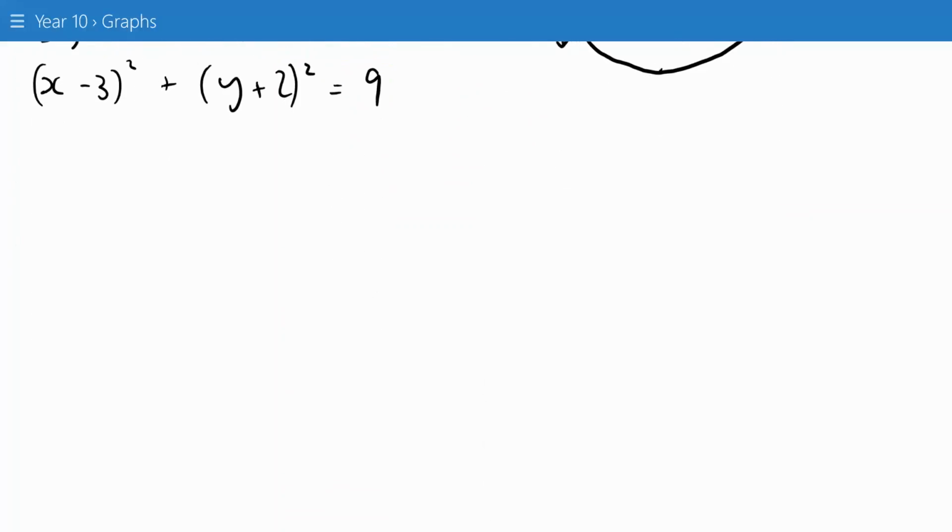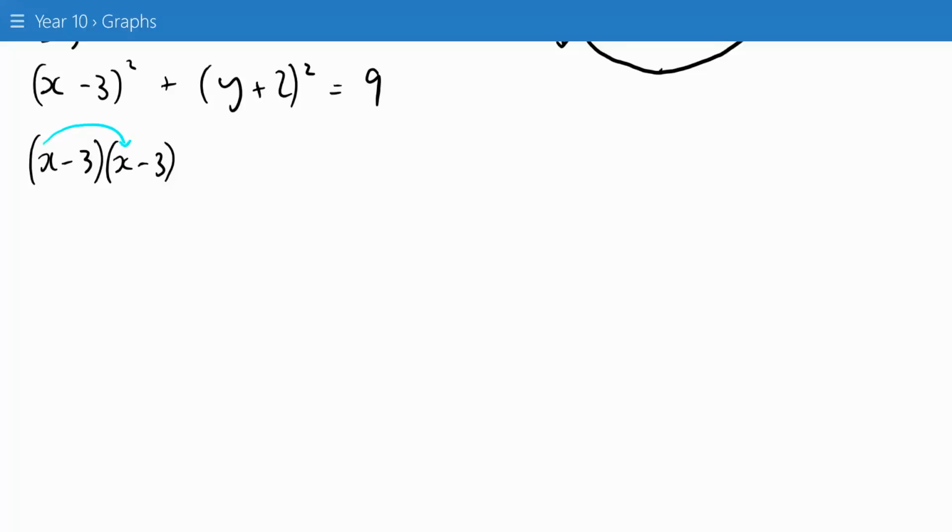What I want you to do is expand the brackets x minus 3 squared, and expand the brackets y plus 2 squared. This is our binomial expansion. Some of you might use the FOIL method, first, outside, inside, last. Okay, so let's go and expand here. If you also want to, you can write here, x minus 3 squared is the same as x minus 3 times x minus 3.